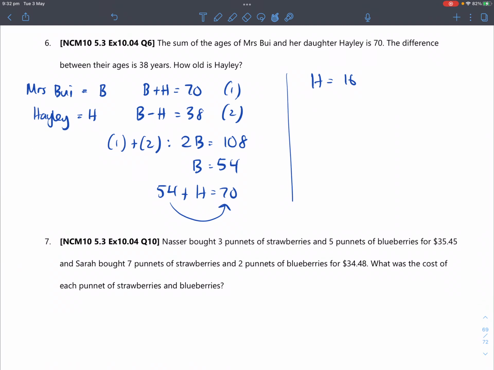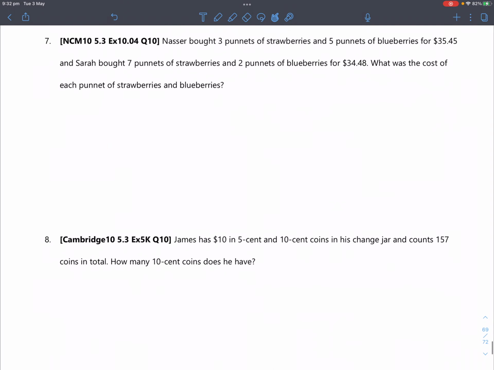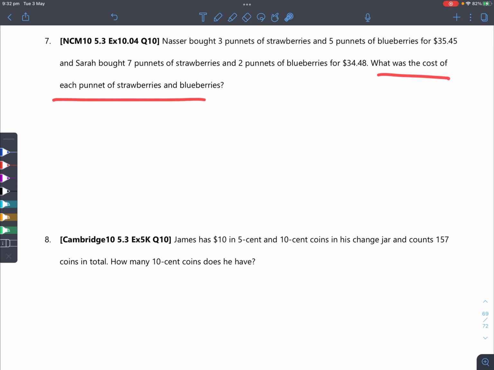NASA bought 3 punnets of strawberries and 5 punnets of blueberries for $35.45. Sarah bought 7 punnets of strawberries and 2 punnets of blueberries for $34.48. What was the cost of each punnet of strawberries and blueberries? Okay. So we've actually been told how many punnets of strawberries there are in each case. So what we're missing here is the price of the strawberry.